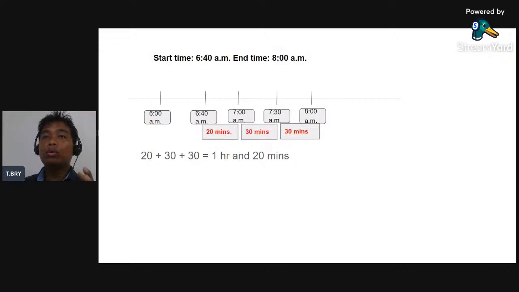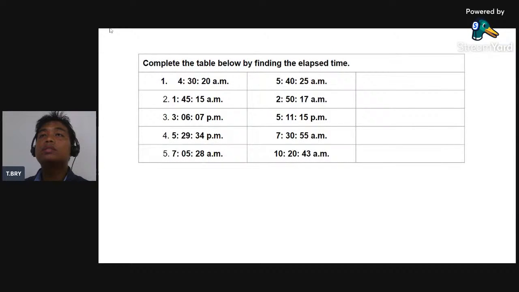Now we have to add those minutes: 20 minutes plus 30 plus 30. So the answer would be 1 hour and 20 minutes. That's how to get the elapsed time using a number line. I will share with you some examples on how to find elapsed time using a number line. Okay, so let's watch. Thank you for watching this one.